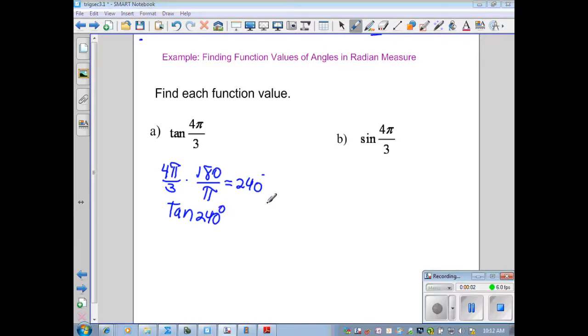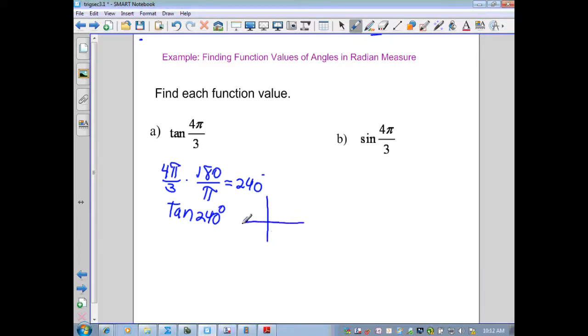Let's sketch this angle in a coordinate plane. 240 degrees will put us into quadrant 3. Now I want to find a reference angle, and to do that all I'm going to do is take 240 minus 180, which will give us a 60-degree angle. And now we find the tangent of 60 degrees, but this has to be in quadrant 3.